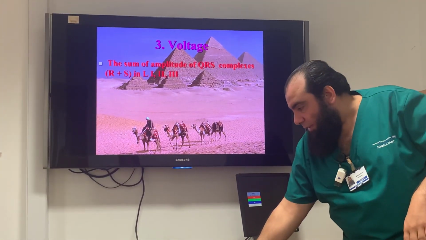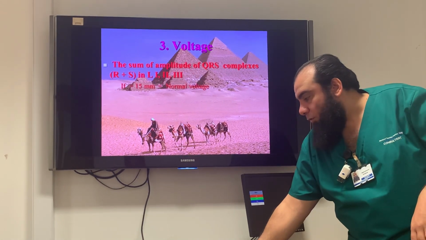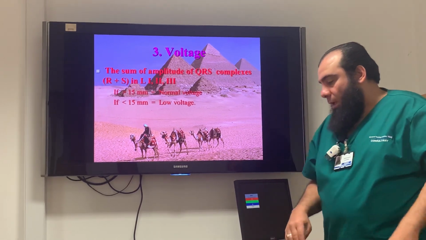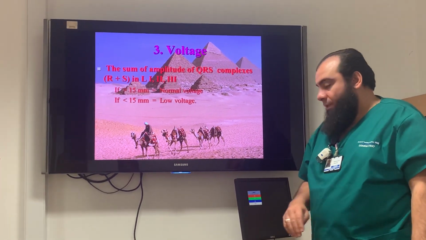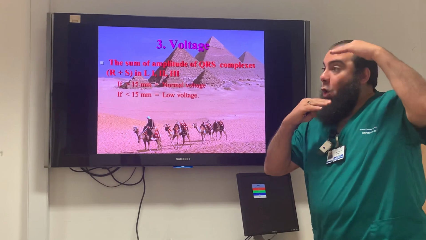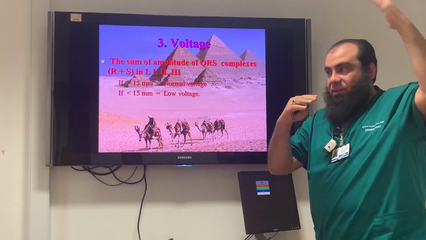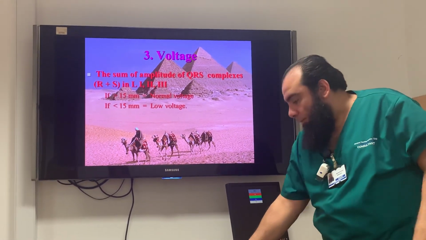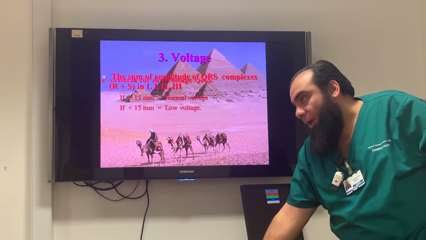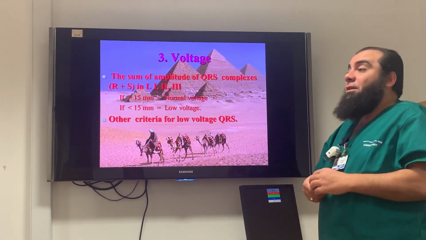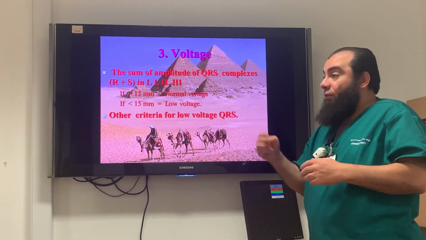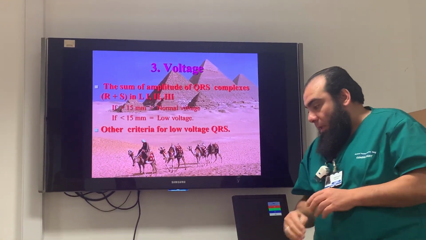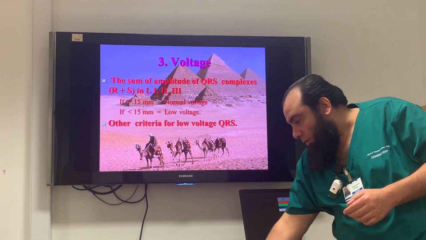So some definitions are there. The sum of the amplitudes of the QRS complex in leads 1, 2 and 3, which we call the bipolar limb leads, the whole amplitude, meaning R plus S, whatever is there. If the sum of all 3 leads is less than 15 small squares, it means low voltage. And if it is 15 or above, it means normal voltage. So amplitude is okay.